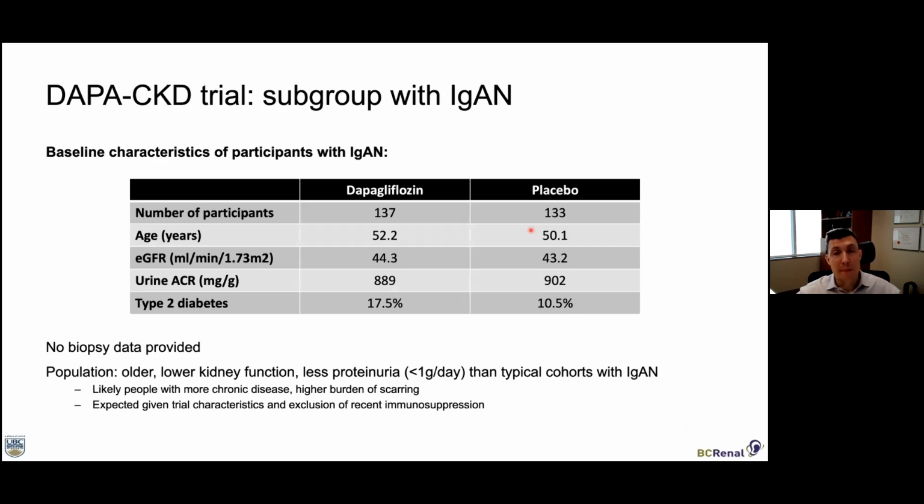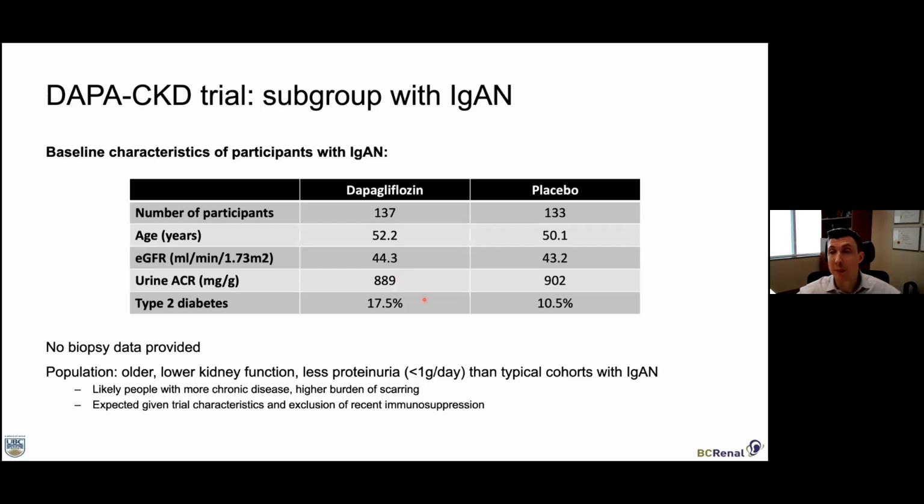So if we go and look at the baseline characteristics of the participants in this subgroup analysis, we can see that their average age was 50 to 52. Kidney function was around 43 to 44. Proteinuria was actually less than 1 gram per day. And actually 10 to 17% of these people had diabetes.